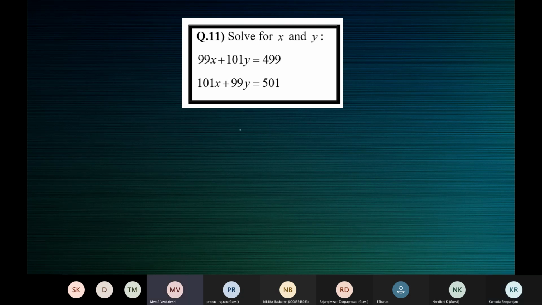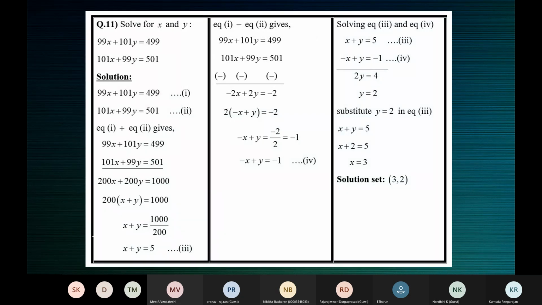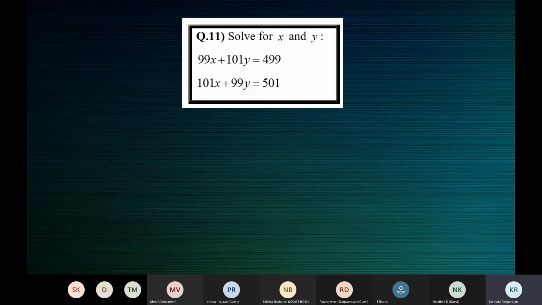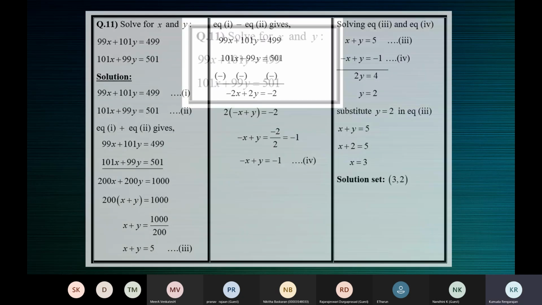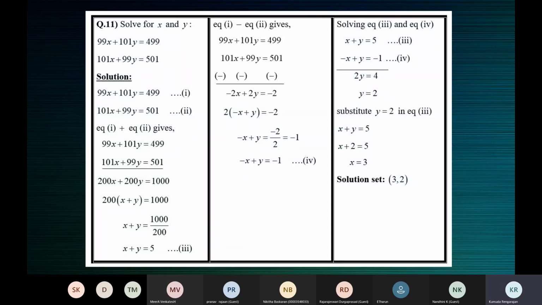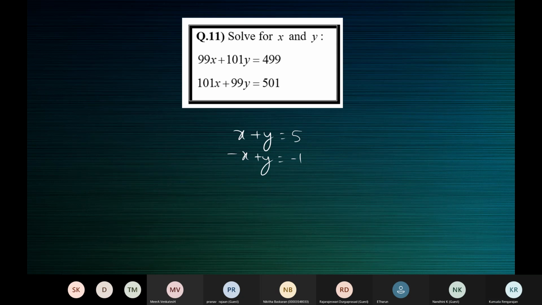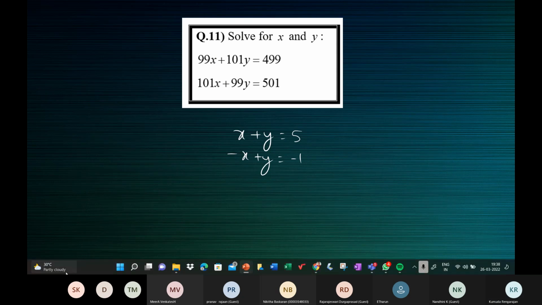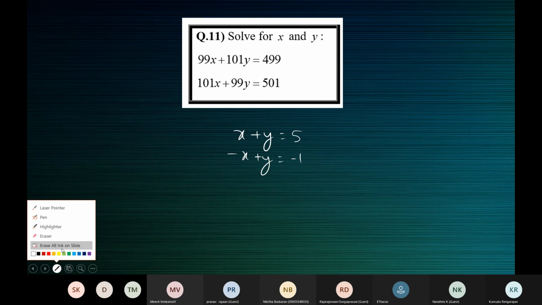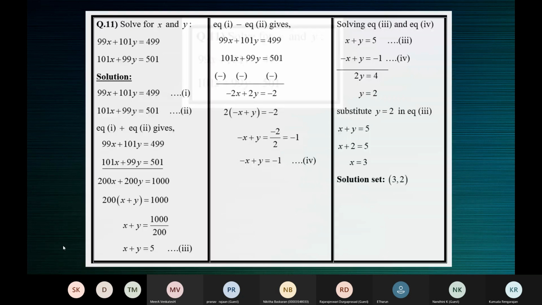Ma'am, x plus y is equal to 5, minus x plus y is equal to minus 1. Minus 1, na? Yes, ma'am. x plus y is equal to 5. Minus x plus y is equal to minus 1. Yeah, fine. So that looks right. X is 3 and Y is 2.